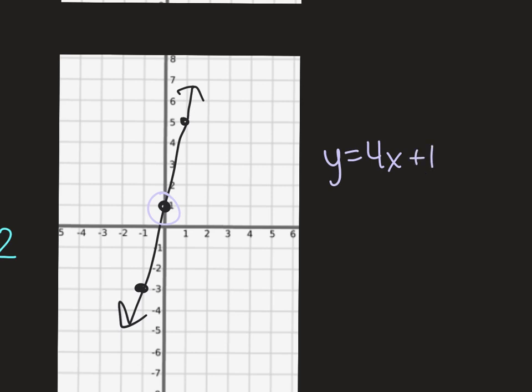Okay, here's going to be your first question of the video. Look at that guy and tell me what is the equation. Type in the equation for that line. All right, my slope is positive 4, so I'm going to write y equals 4x, and he's at a plus 1 on the y-axis.